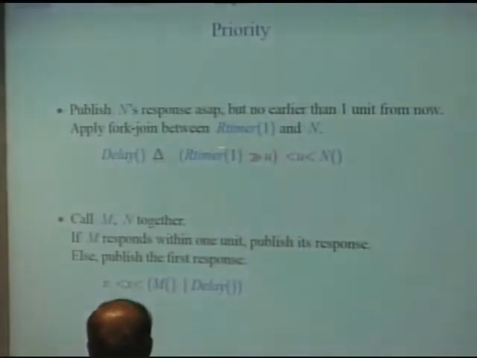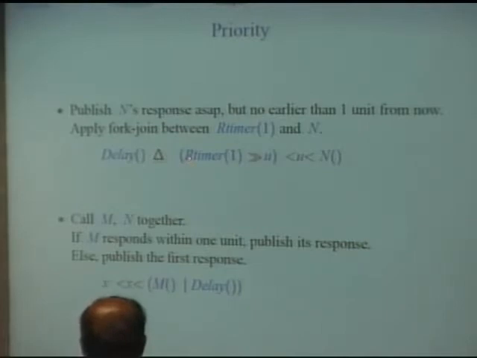So I will run this on 1 thread. I will have R timer 1 followed by output U, and the U is going to come from N. We understand this by first evaluating this expression and this simultaneously. So we're going to call N right away, and we're going to call R timer 1 right away.